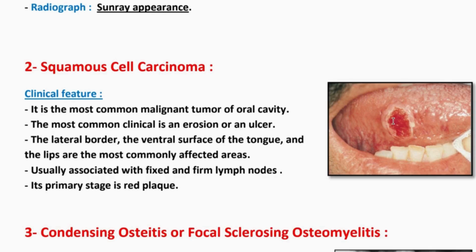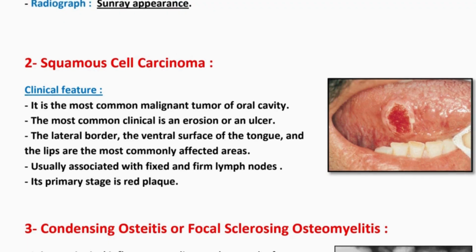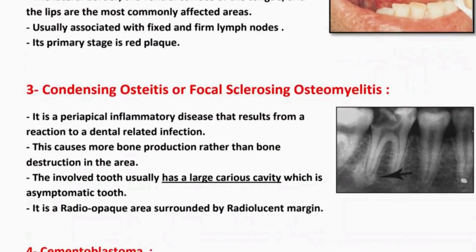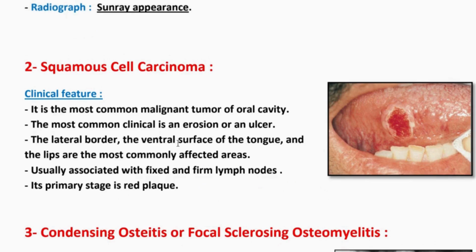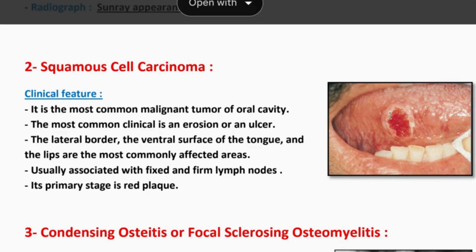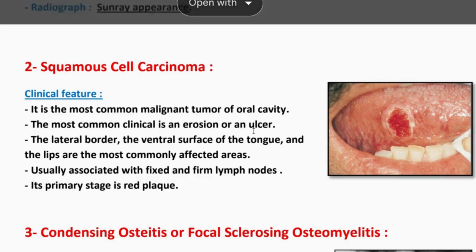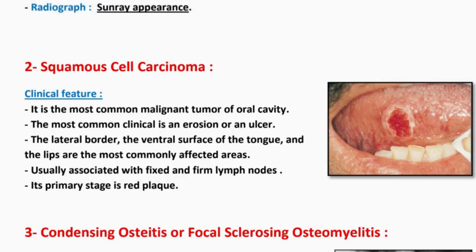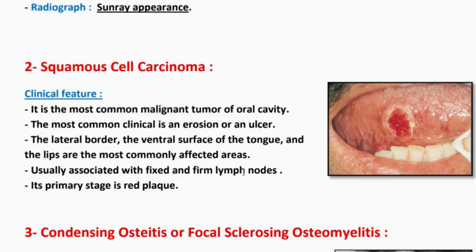Okay, then comes the site, which is again very important. So the site for squamous cell carcinoma is the lateral border of the tongue, the ventral surface of the tongue, and the lips. Okay, these are the most commonly affected sites. And because the tongue is a highly vascular organ, it has very high lymphatic drainage. So as in any other malignancy, there will be fixed and firm lymph nodes. Okay, so the type of question which may come here is again from the clinical picture.